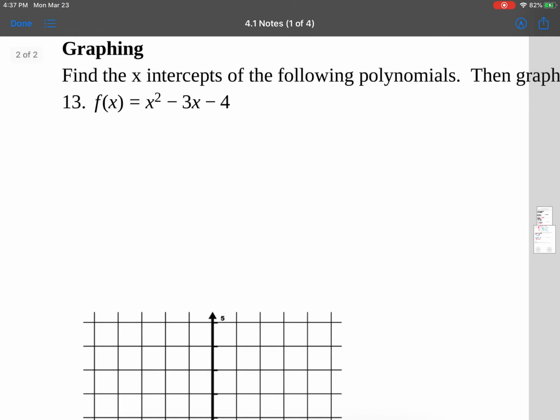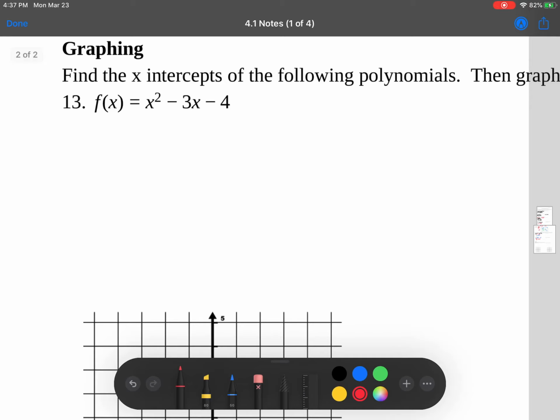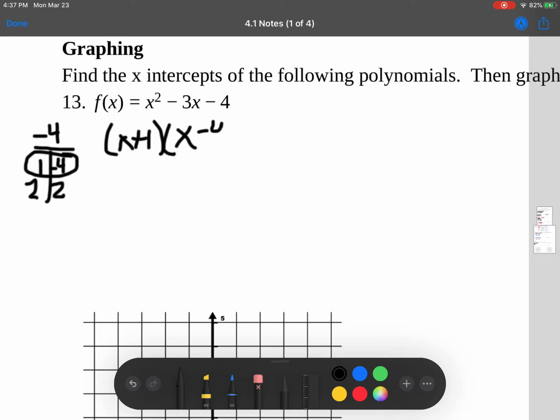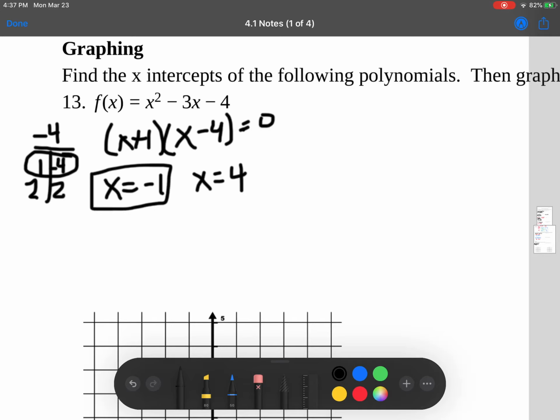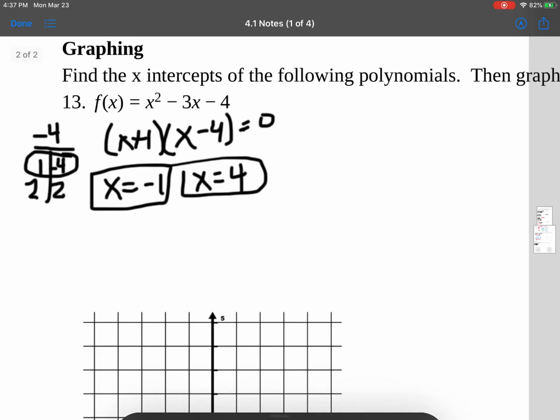So for number 13, all right, we want to factor this first. It'll probably be a little bit easier. So to factor this thing, we want to figure out what multiplies to -4 and adds to -3. So that's going to be an x plus 1 and an x minus 4. And if we set both of those factors equal to 0, that'll give us x equals -1 and x equals a positive 4. Right, so these are going to be my two x-intercepts that I graph.